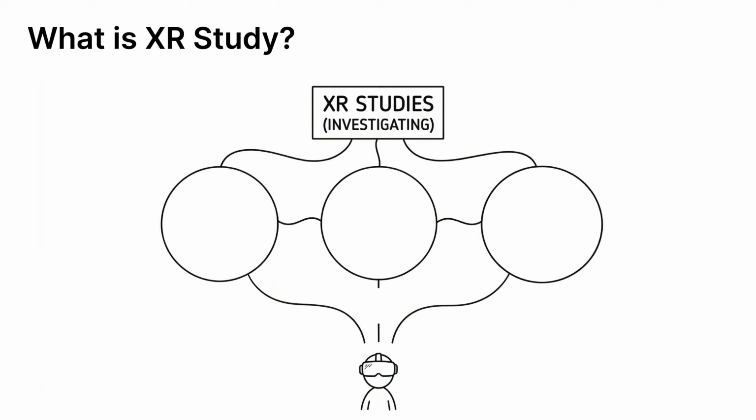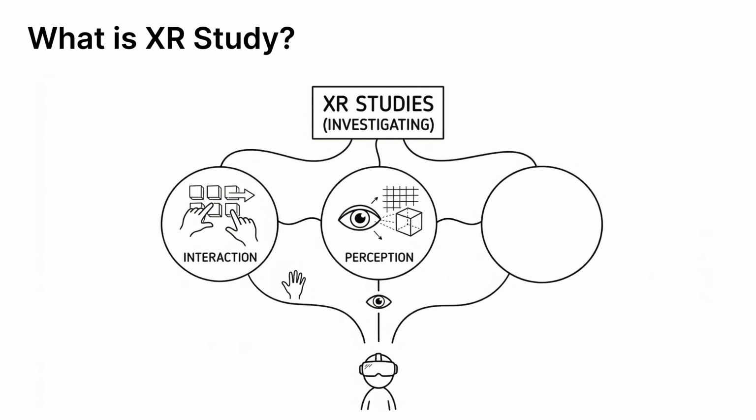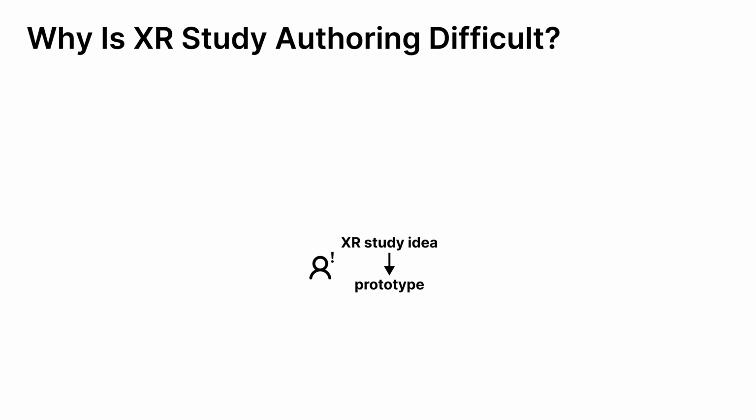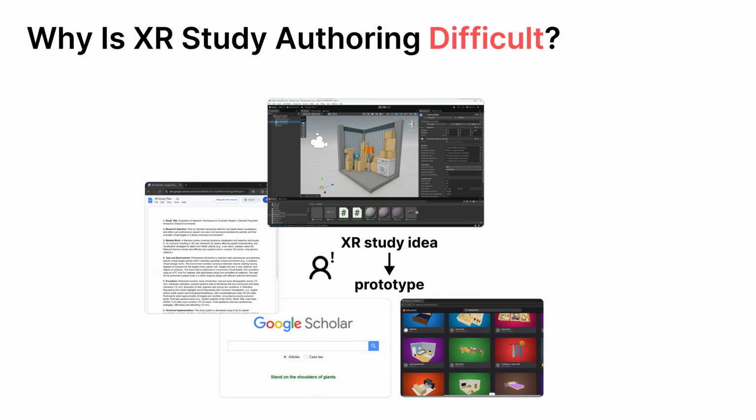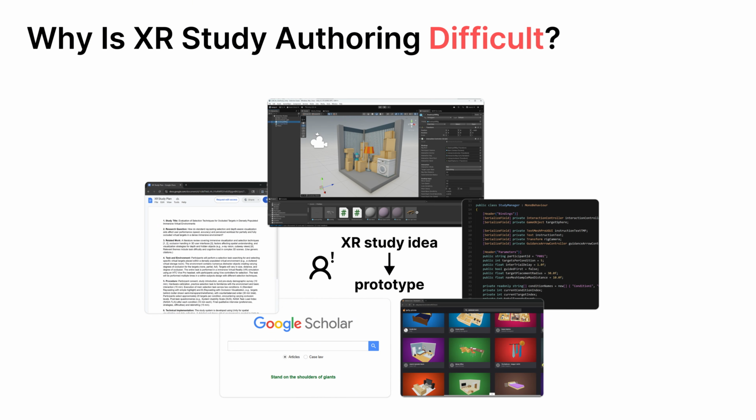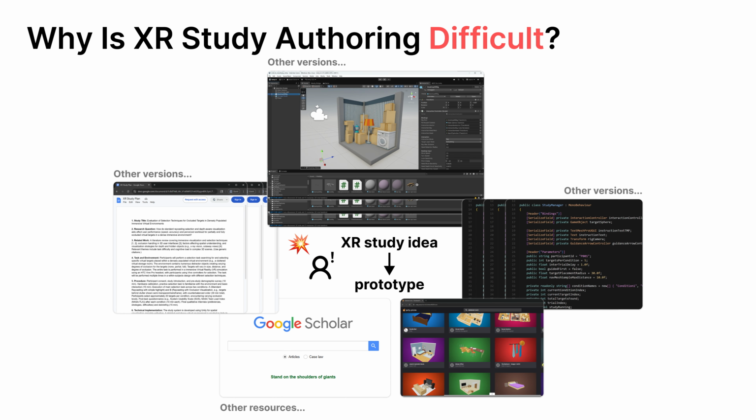XR studies investigate interaction, perception, and user behavior in immersive environments. But turning an XR study idea into a runnable prototype is difficult. Researchers often need to review related work, define a study plan, search for 3D assets, build scenes in Unity, and implement interaction logic in code. These steps are rarely linear. Researchers often move back and forth across tools and representations through multiple rounds of iteration.